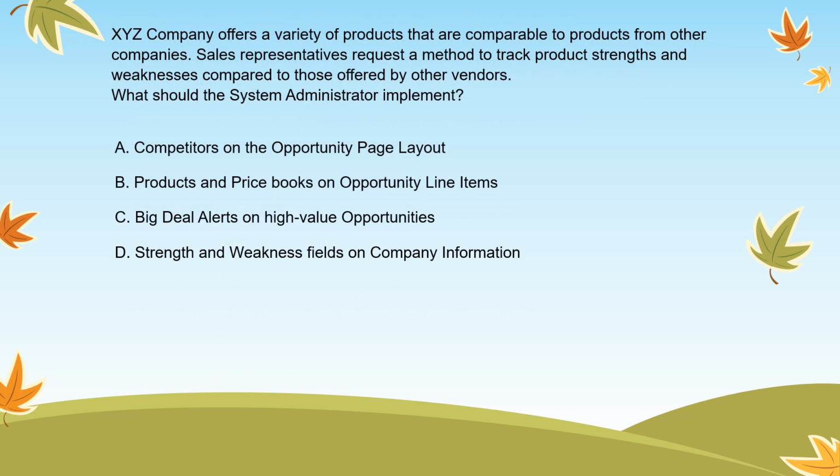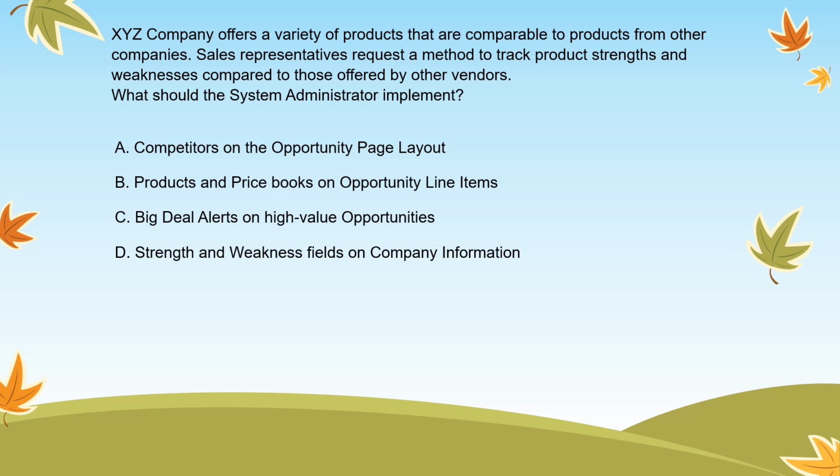XYZ company offers a variety of products that are comparable to products from other companies. Sales representatives request a method to track product strengths and weaknesses compared to those offered by other vendors. What should a Salesforce admin do to implement this? A, competitors on the opportunity page layout. B, products in the price books on opportunity line items. C, big deal alerts on high volume opportunities. D, strengths and weakness field on the company information.